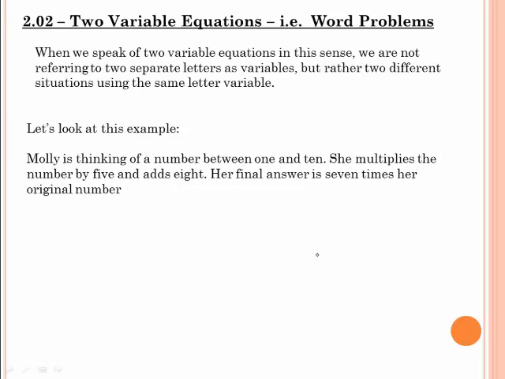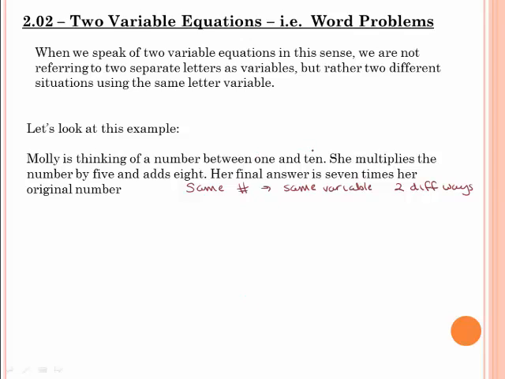Molly is thinking of a number between 1 and 10. She multiplies the number by 5 and adds 8, and her final answer is 7 times her original number. So we're using the same number, which means we're using the same variable in two different ways. Okay, so let's break this down.